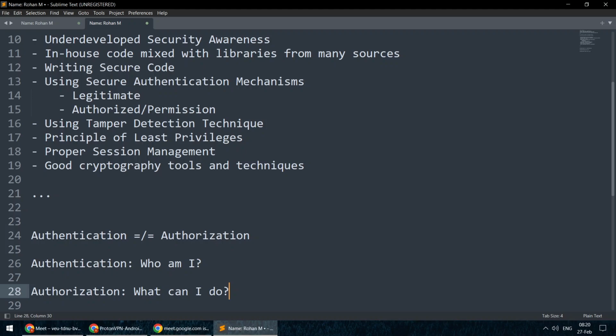That is authorization. So when you are at the gate of the office, when you are showing the ID card to your security personnel, that is authentication. And once you are in the campus, what all buildings you can visit, what all floors you can visit, which of the cabins you can enter, that is authorization. Please keep this example in mind so you do not forget authentication versus authorization. Authentication is who am I? Authorization is what can I do?